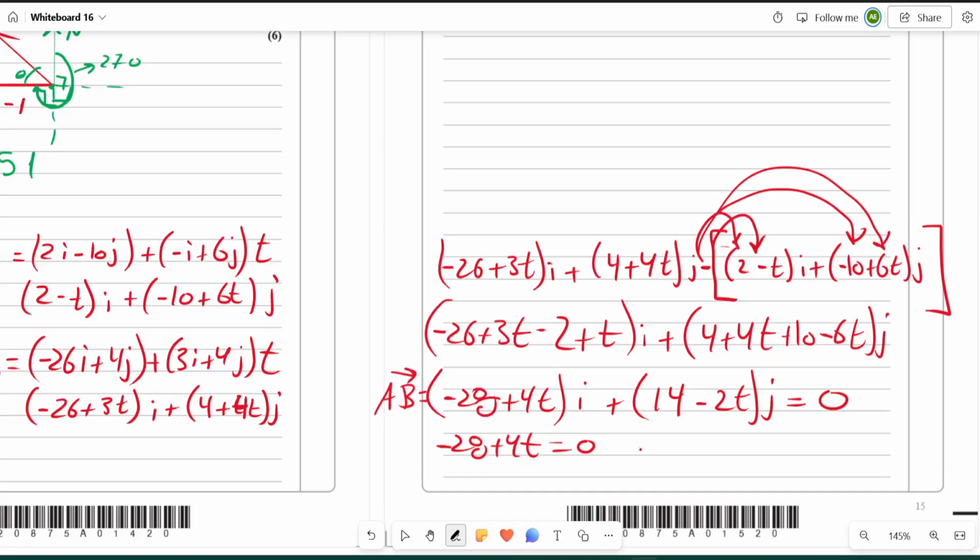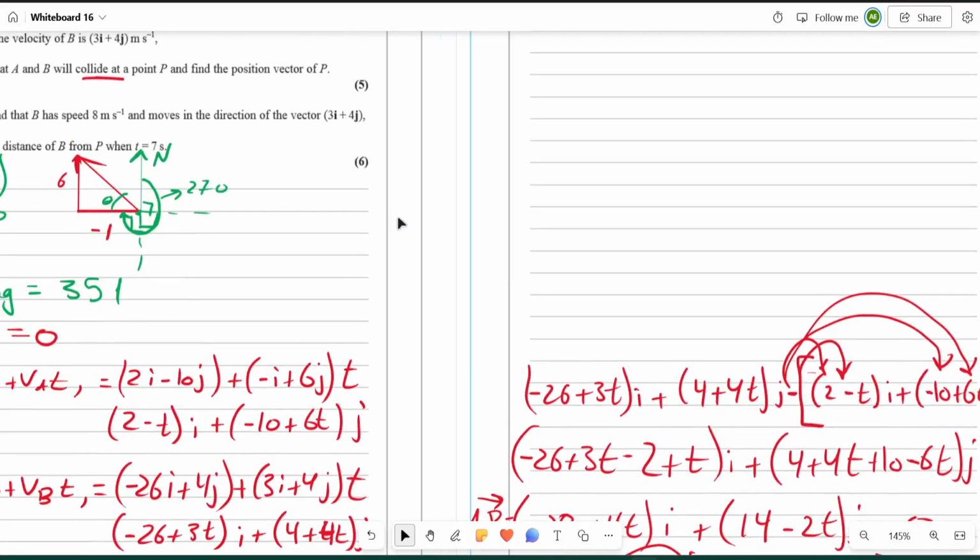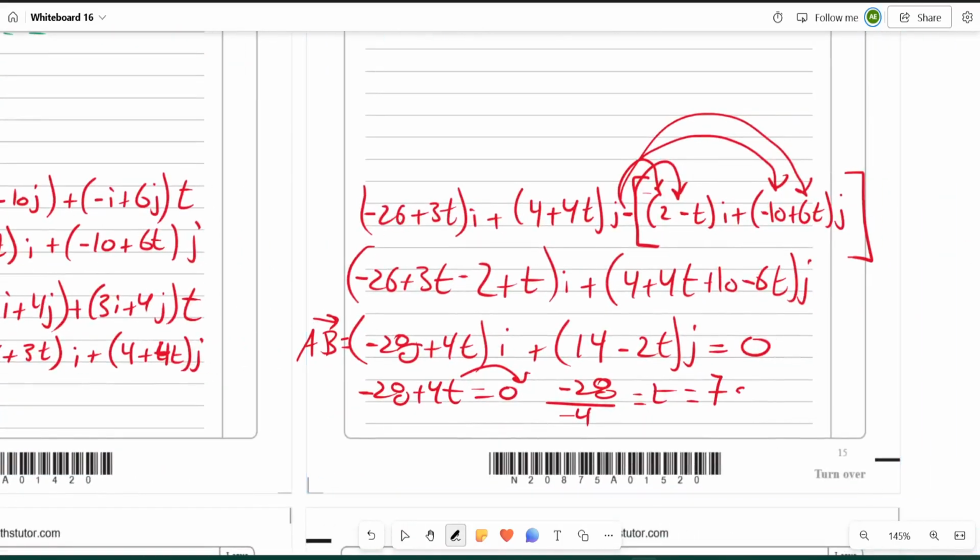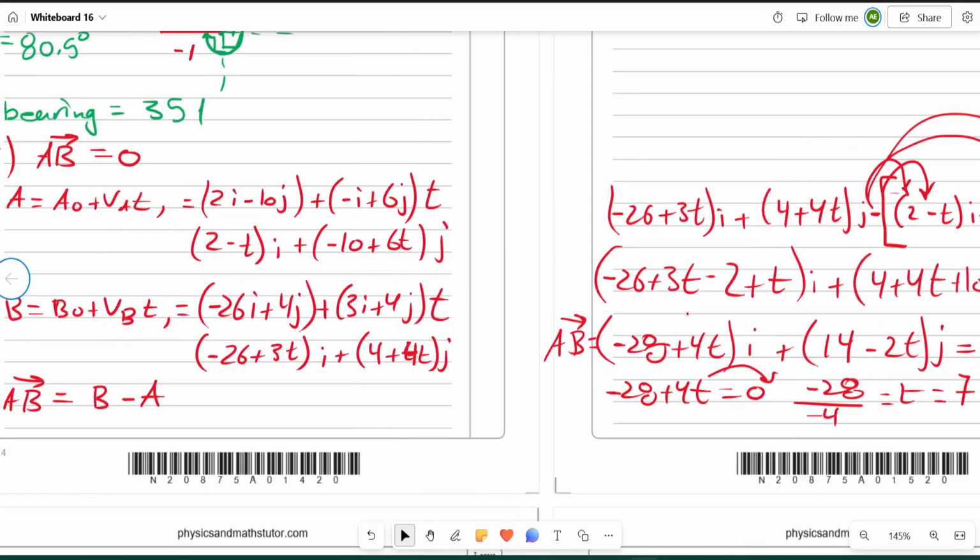So this is going to be negative 28 over negative 4, because I'm going to move this to the other side, equals t. So the time is going to be 28 divided by 4, which is 7. Is this in hours or in seconds? Let's check. This is in seconds. So 7 seconds, that's where the i components are going to be the same. If we substitute 7 over here, 14 minus 2 times 7 is also going to be 0. So at 7 seconds, the distance between A and B is 0.